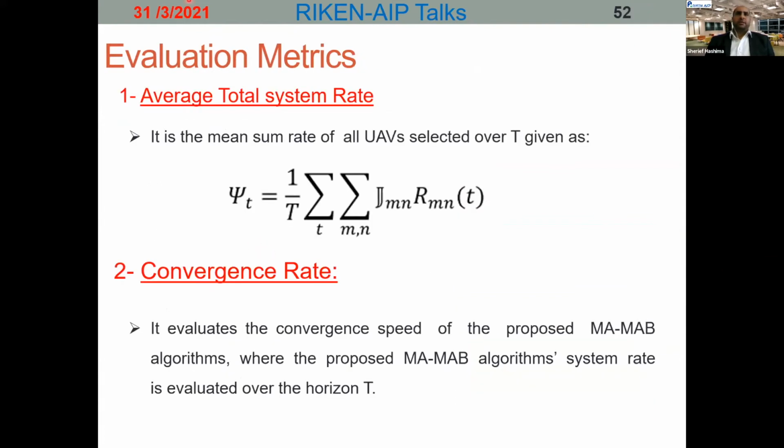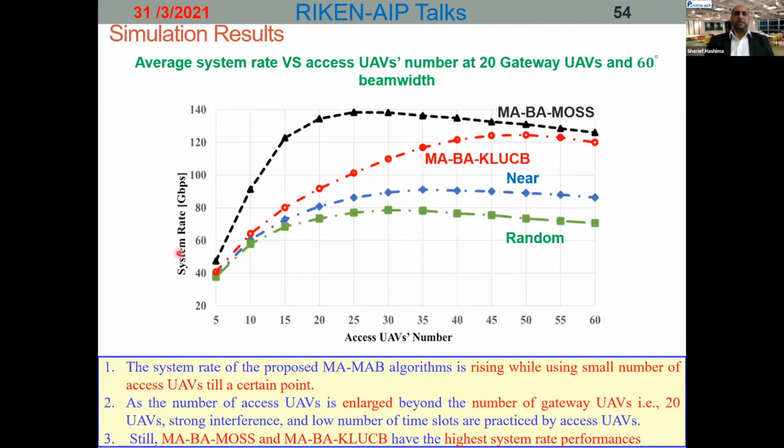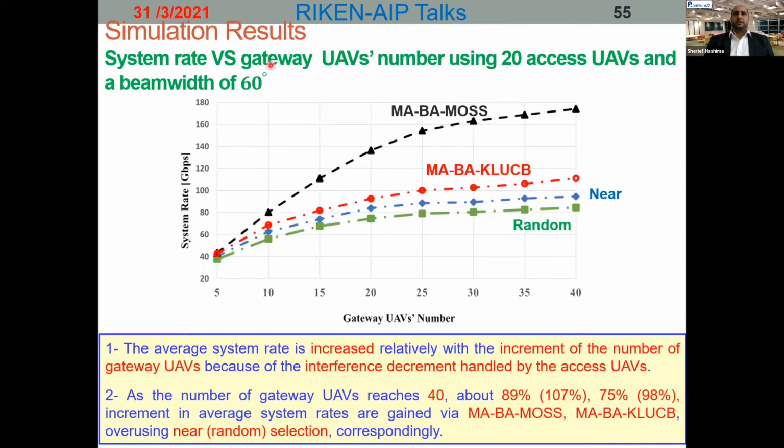The evaluation metrics are the average total sum rate we discussed previously, and the convergence rate. For the simulation environment, we will have a 750 by 750 meters square, and we have the gateway UAV radius. Now we have system rate against access UAV number using 20 gateway UAVs and 60 beam widths. Also, the system rate versus gateway UAV number with 20 access UAVs and beam widths of 60.